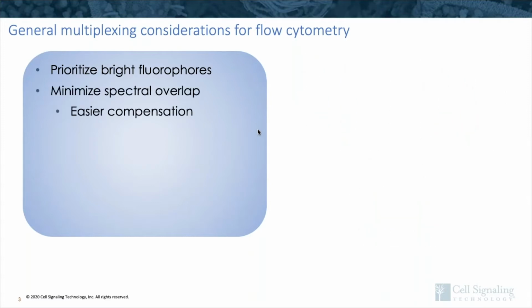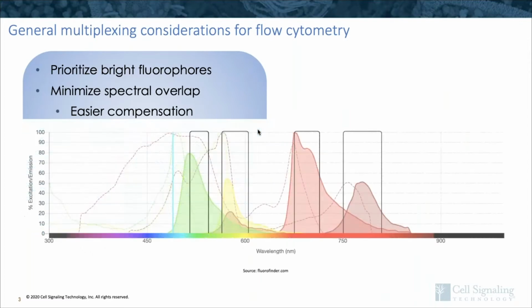You're also going to want to try to minimize spectral overlap because this makes compensation easier. This becomes more important as you've got more fluorophores in your panel, and that'll happen as your number of readouts increases. If you're only looking at maybe somewhere in the area of 4 to 6 targets at once, this is less of a concern, but if you're getting into the 8 to 10 plus range, this is something you'll want to pay more attention to.